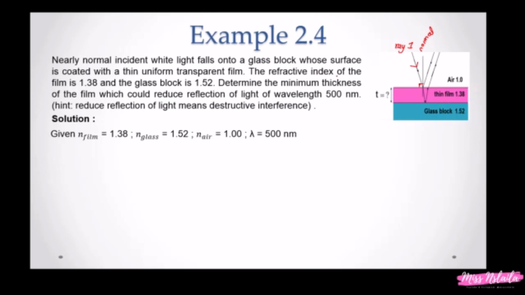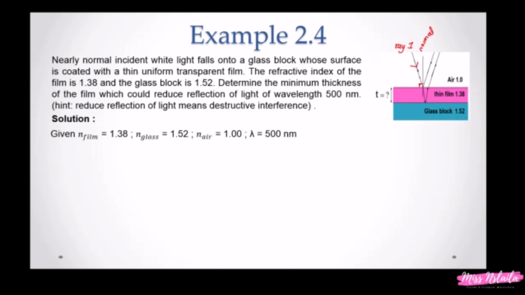The refractive index of the thin film is 1.38 while the glass block is 1.52. Determine the minimum thickness of the thin film which could reduce reflection of light of wavelength 500 nanometer. Reduce reflection means destructive interference. So if we look at the surface of the thin film, we will see it dark, because it reduces reflection.